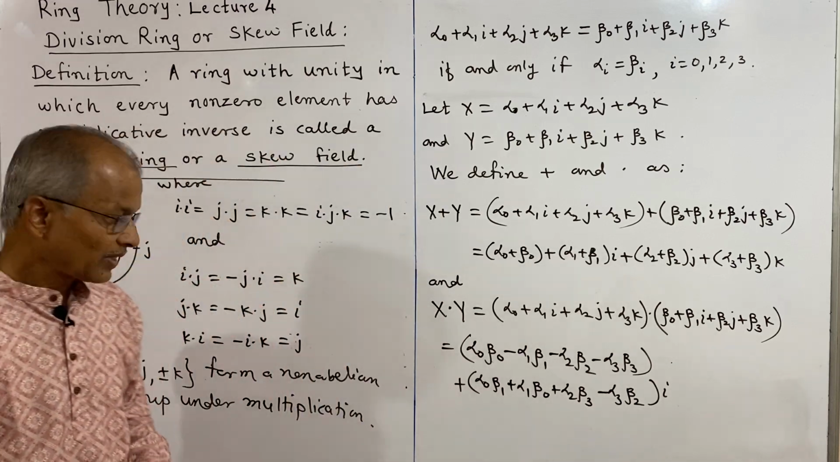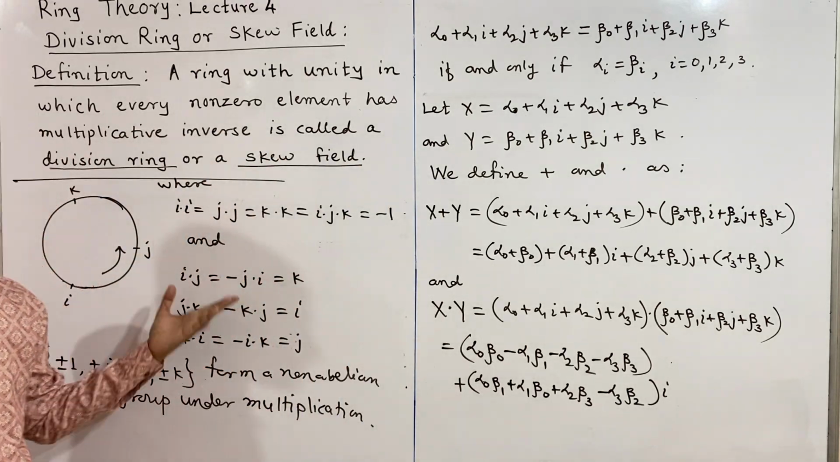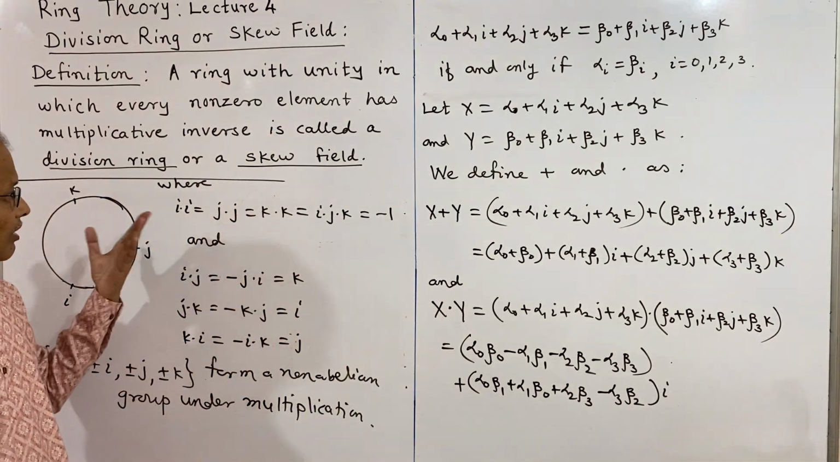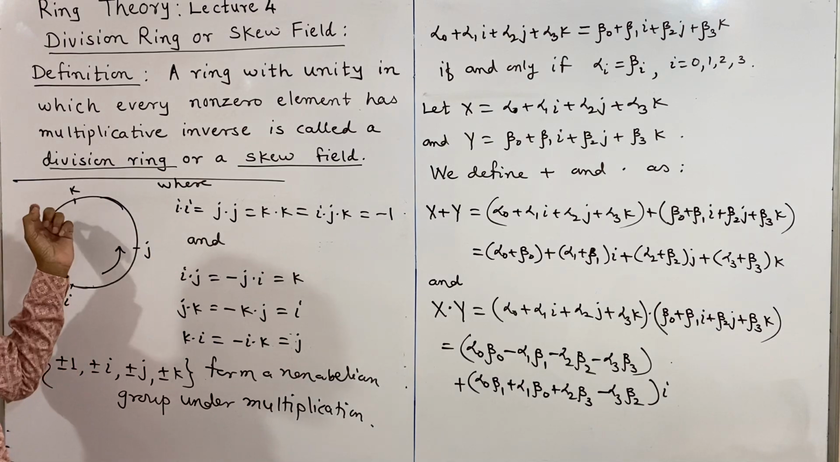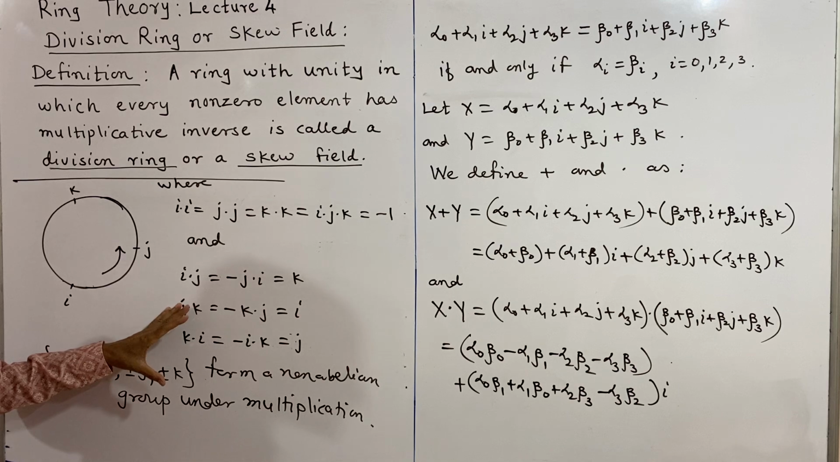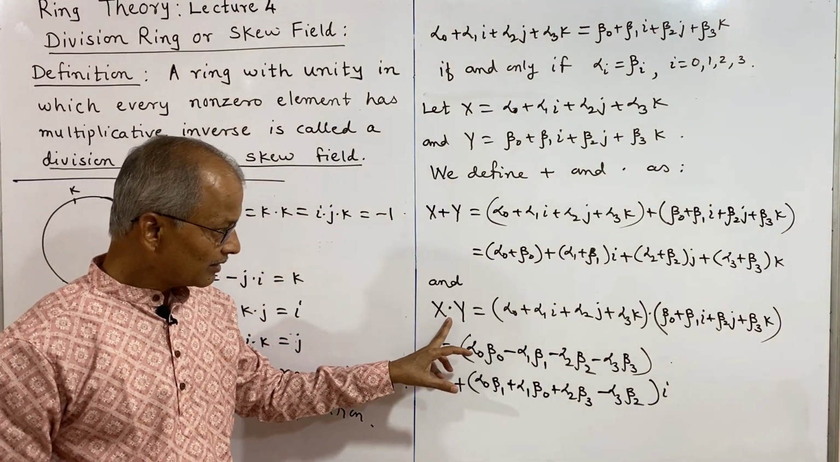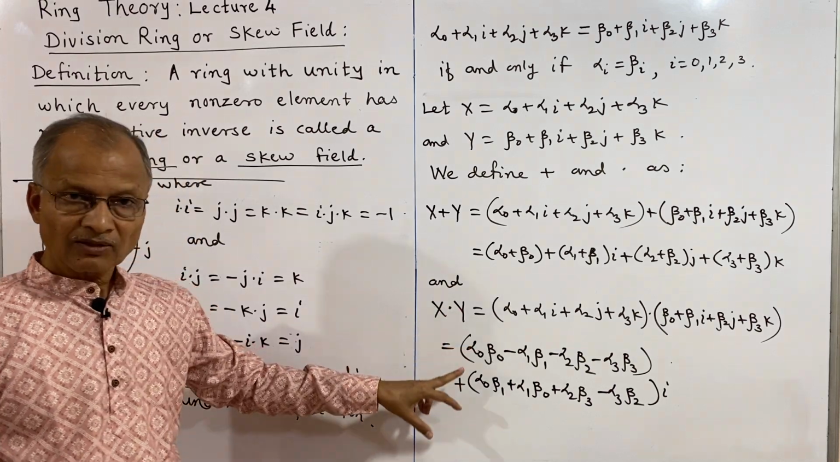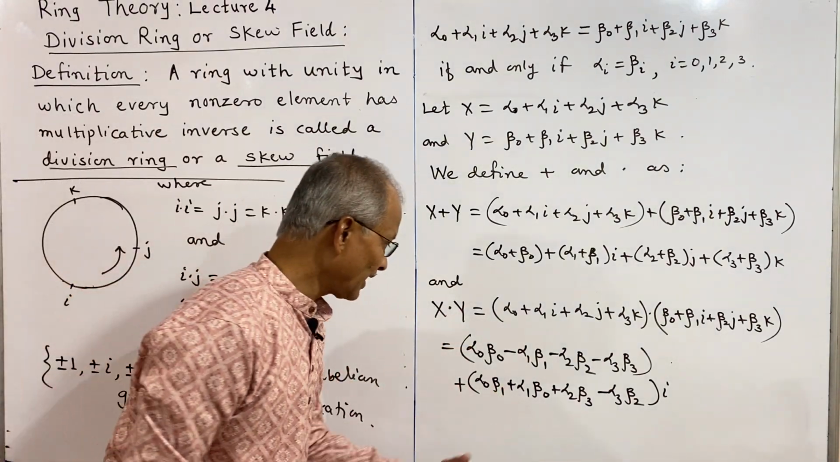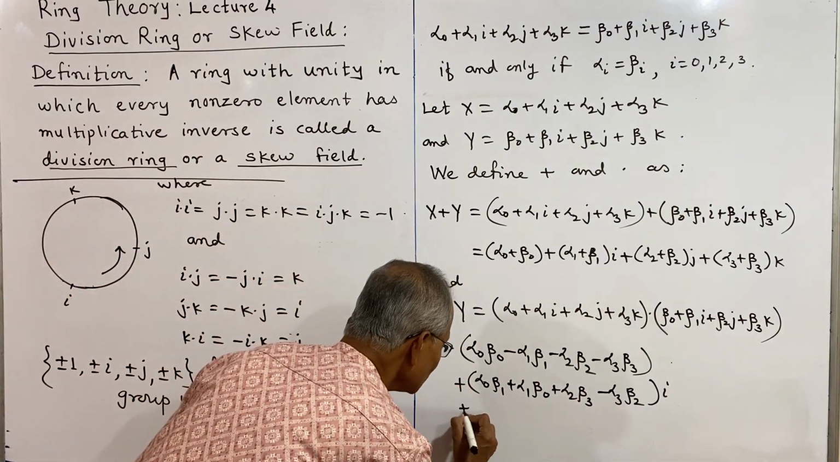You may check. This is an important definition of multiplication of these imaginary numbers, and using this definition we have defined the multiplication of 2 symbols x and y. So this is the component of I, plus now j.